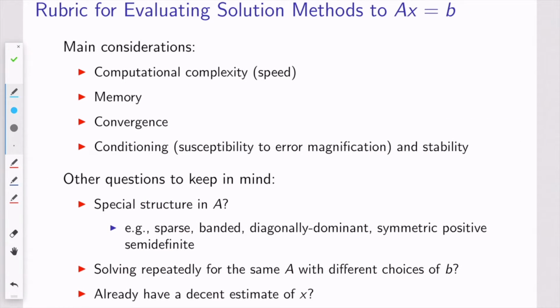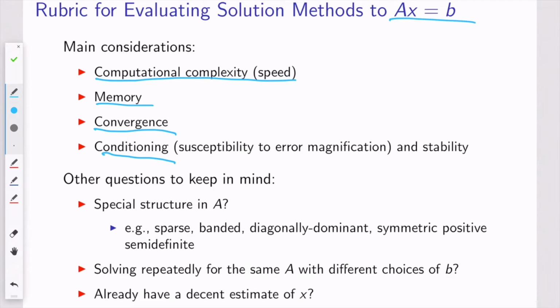And in general, when we're thinking about a whole bunch of different methods for solving Ax = b, here are things you need to keep in mind. There's the computational complexity that we've been talking about. There's memory required on the computer to do it. There's convergence, meaning if your method is an iterative method, how many iterations does it take to converge, what is the order of convergence, and are you guaranteed convergence or not? And then there's something you'll learn more about later called conditioning, which has to do with error magnification.